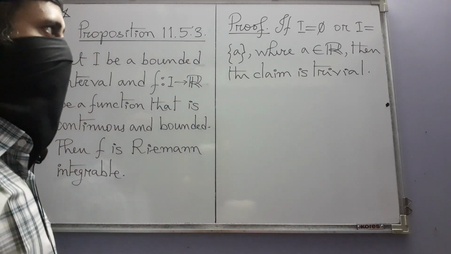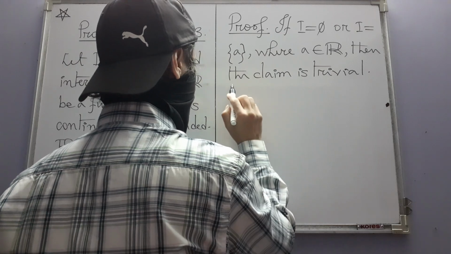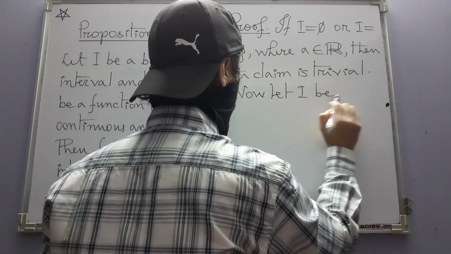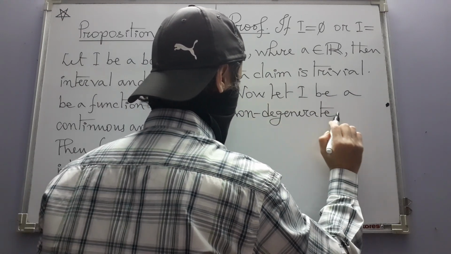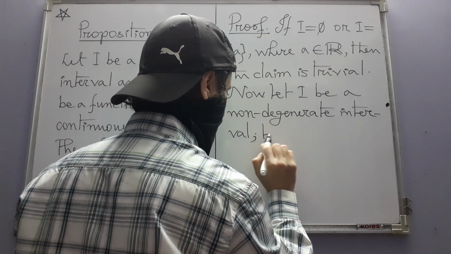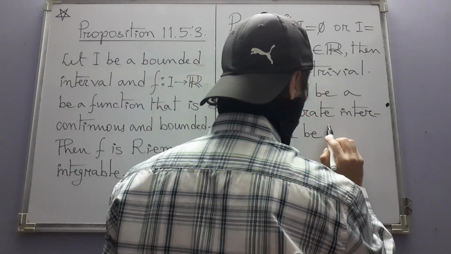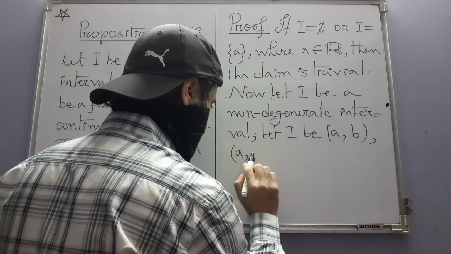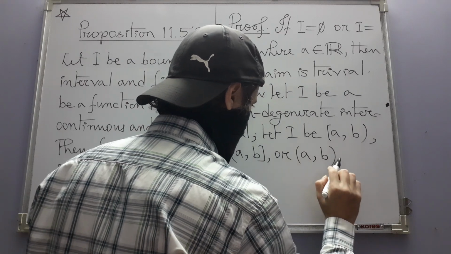Okay, so now we can assume that I is a non-degenerate interval. That means it does not have zero length, it has a positive length. Now let I be a non-degenerate interval. In fact, let I be one of these: the closed-open interval a comma b, the open-closed interval a comma b, or the open interval a comma b.